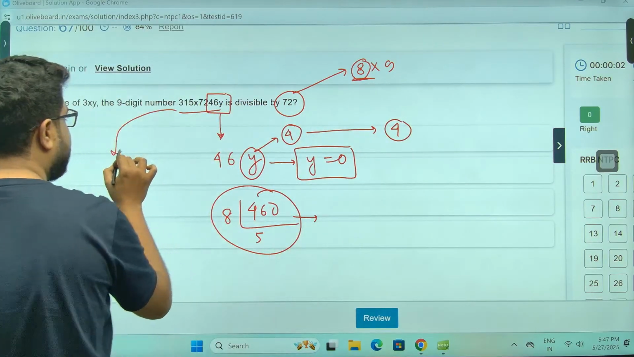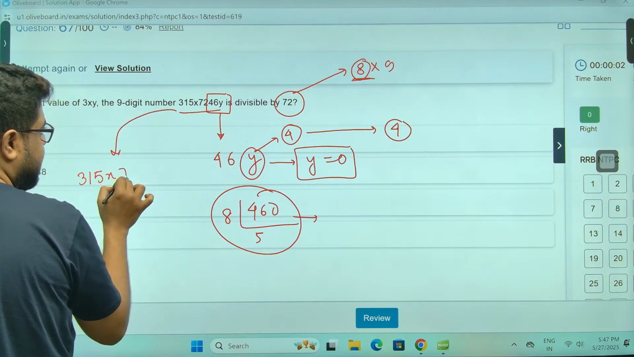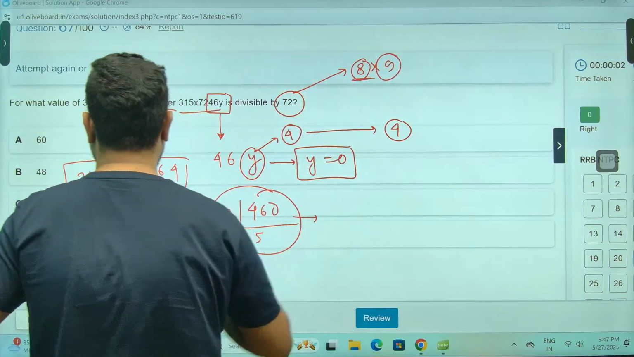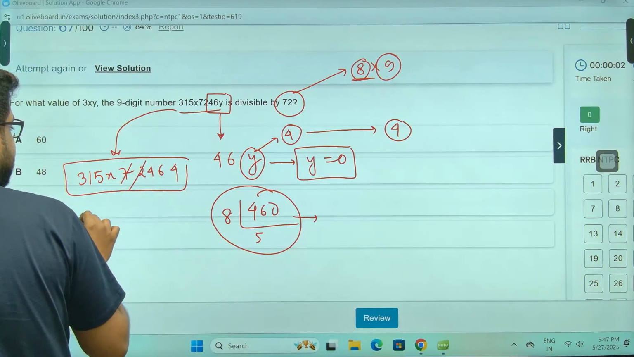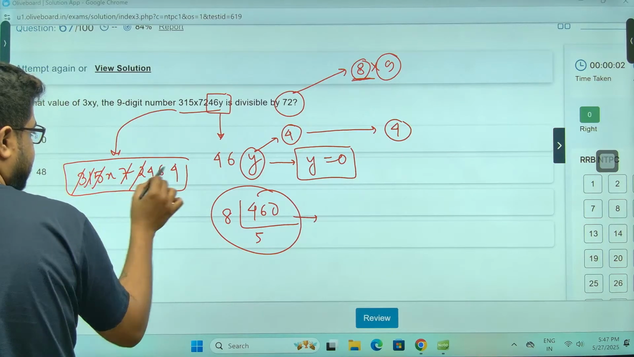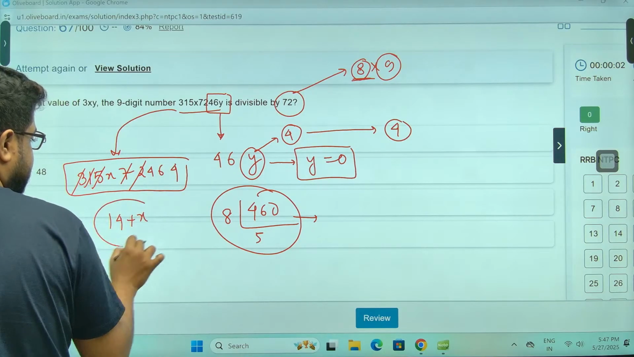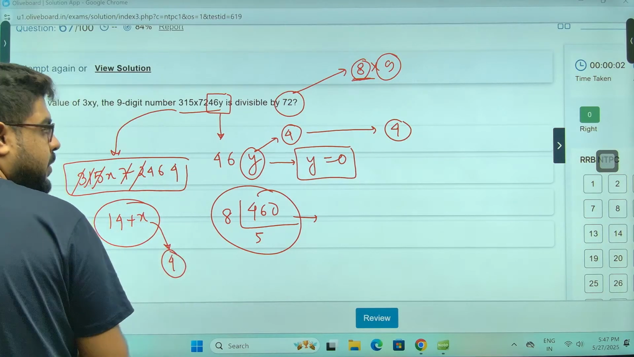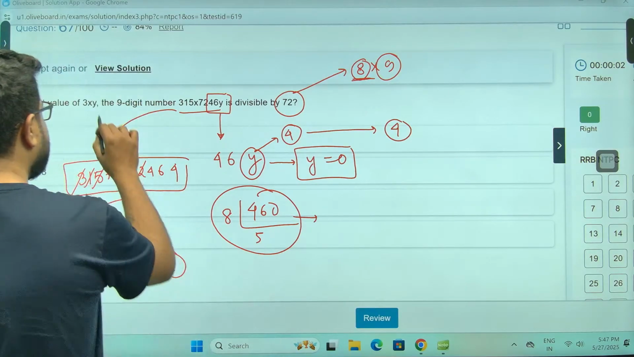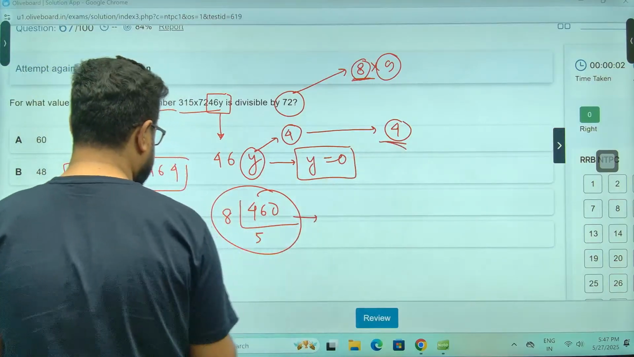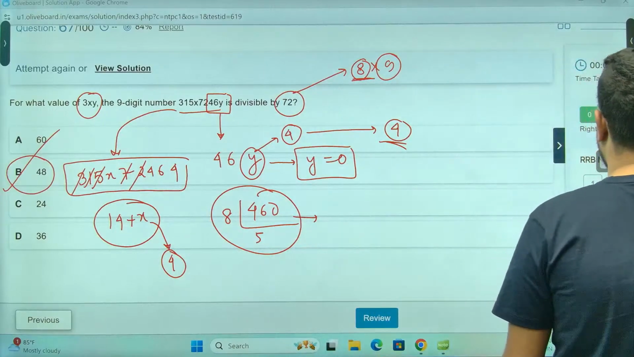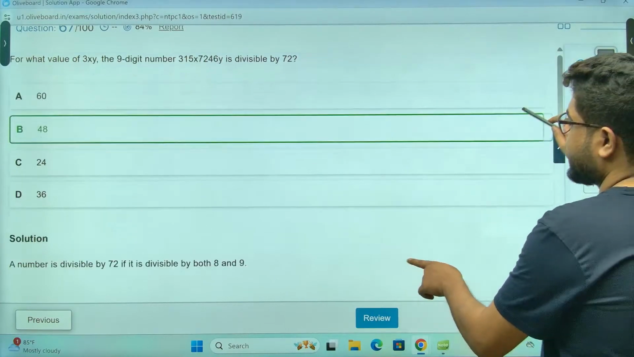So the number itself becomes 315x72464. This now has to be divisible by 9. Let's see: 7 and 2, 9 is divisible. 3 plus 1 plus 5 is 9, 4 plus 6 is 10, plus 4 is 14, plus x. This must be divisible by 9. If x is 4, 14 plus 4 is 18, that is divisible. So the answer 3xy is 3 into 4 into 4, since y is 4 and x is 4. 16 threes are 48, that is the answer. B is your answer. Yes, Reena, 48 is most definitely the correct answer.